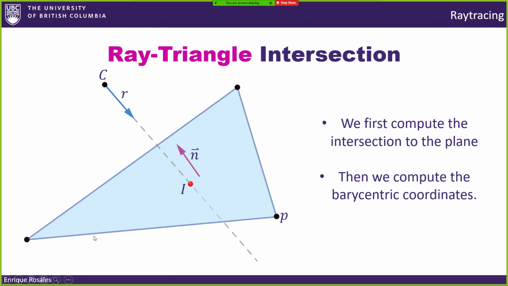So you take, in that case, for example, if it's A, B, C, you take the cross product between A, B, and A, C, right? And you will get this normal. And any point of the triangle is obviously a point in the plane, right? So you have that, you compute the intersection with the plane, and then you get the barycentric coordinates.